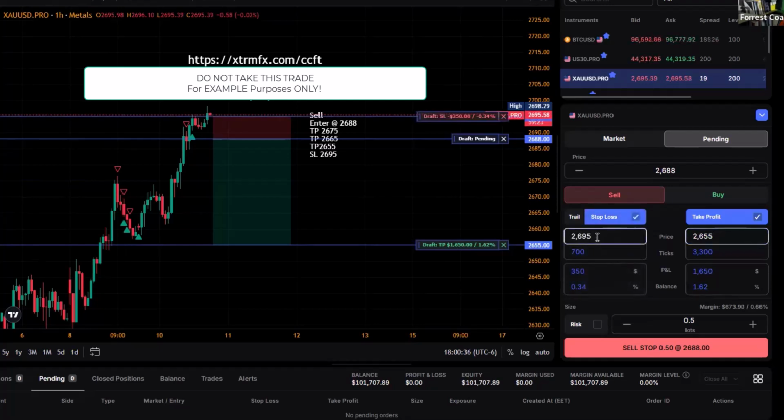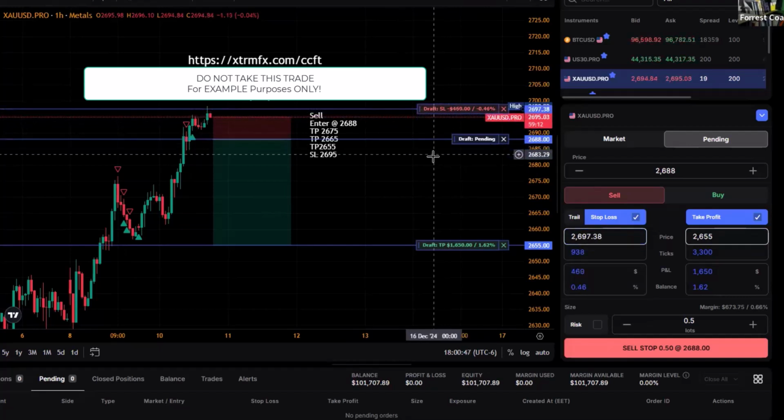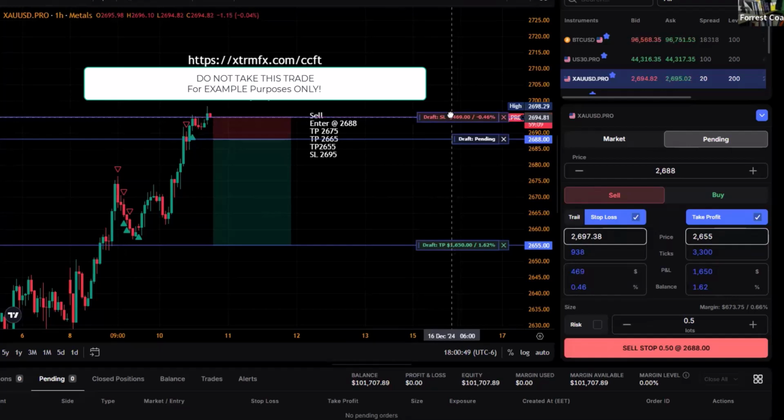I'm going to type it in here, which is 26.95. So I type it in, 26.95. If I want to move any of this stuff and adjust any of this based on whatever, all I've got to do is just slide this up a little bit. I can adjust my stop loss up or down by simply sliding this stuff.